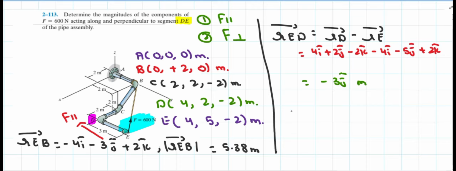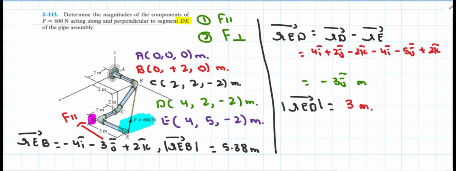And what about its magnitude? For the magnitude of r_ED, just remove the j cap and the negative sign here, because the magnitude of any physical quantity is a positive number. So the magnitude of r_ED is 3 meter.